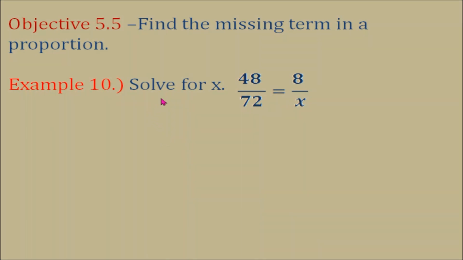Example number 10. Solve for x. 48/72 equals 8/x. So here we are also going to multiply the means and we will also multiply the extremes. So 48 times x, and we will also multiply 72 times 8. 48 times x equals 48x. 72 times 8 is 576. Dividing both sides by 48, x equals 12.